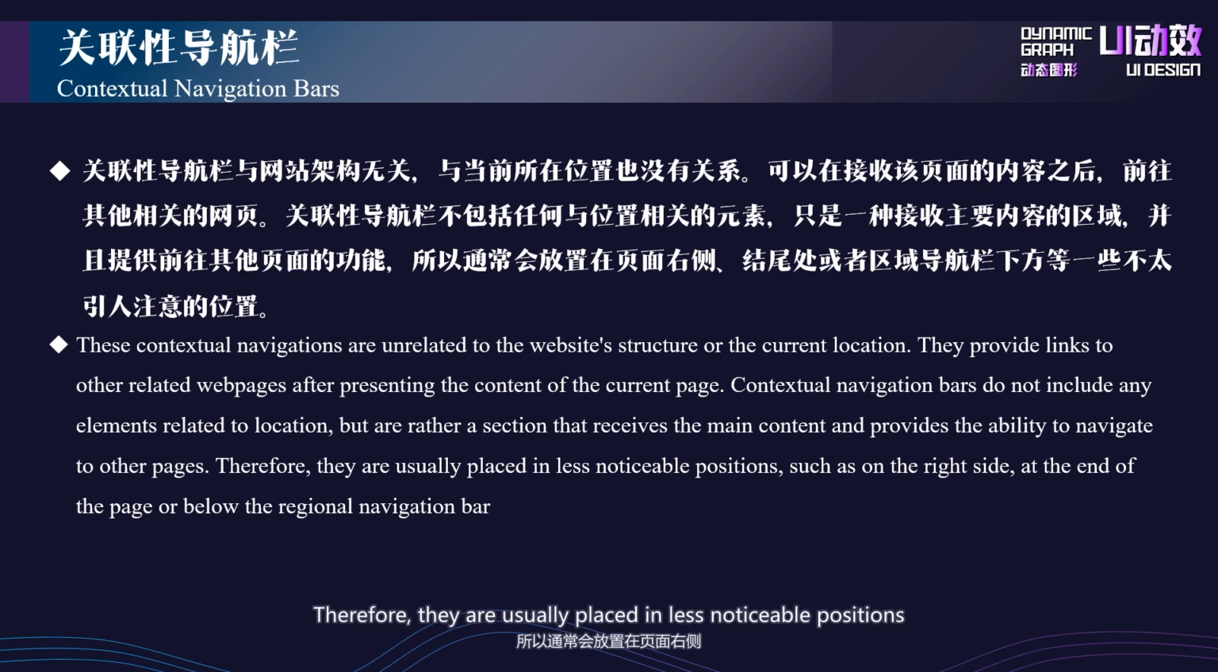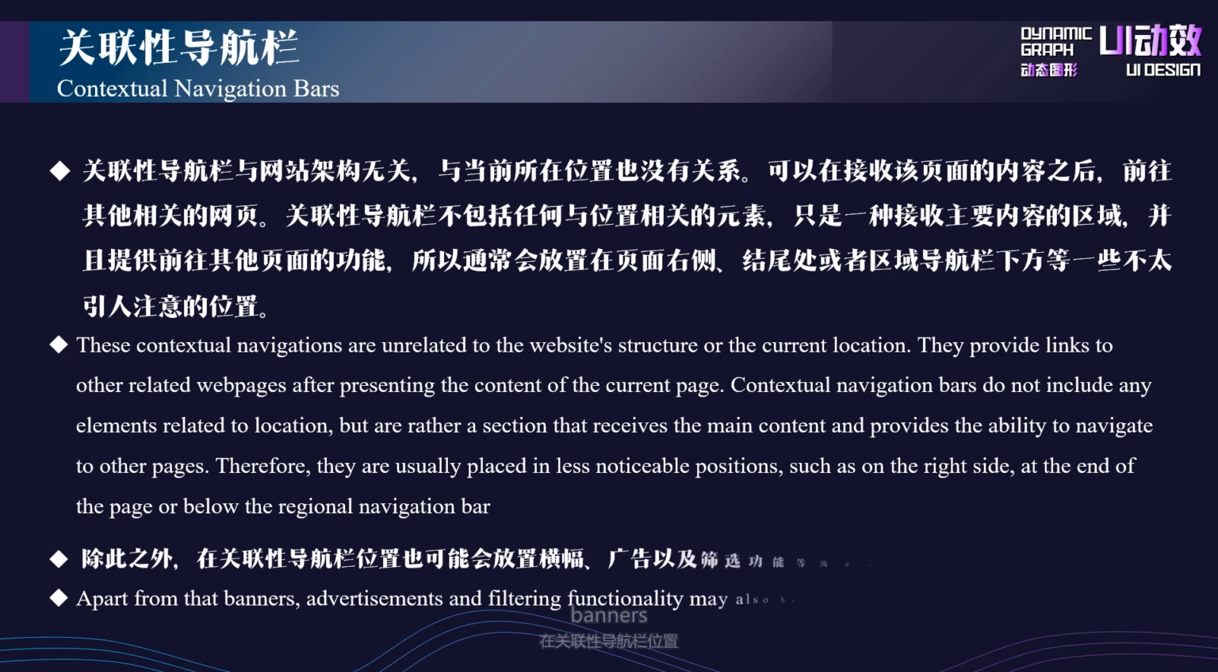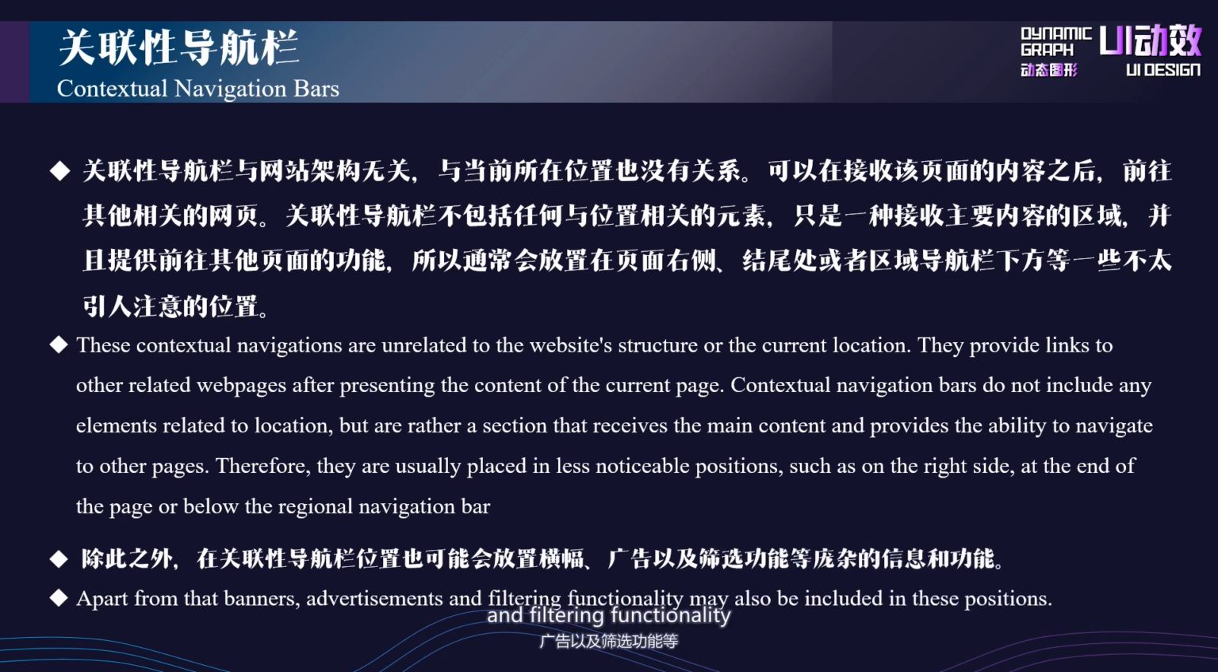Therefore, they're usually placed in less noticeable positions, such as on the right side, at the end of the page, or below the regional navigation bar. Common descriptive text used in contextual navigation bars include related recommendations or you may like. Apart from that, banners, advertisements, and filtering functionality may also be included in these positions.